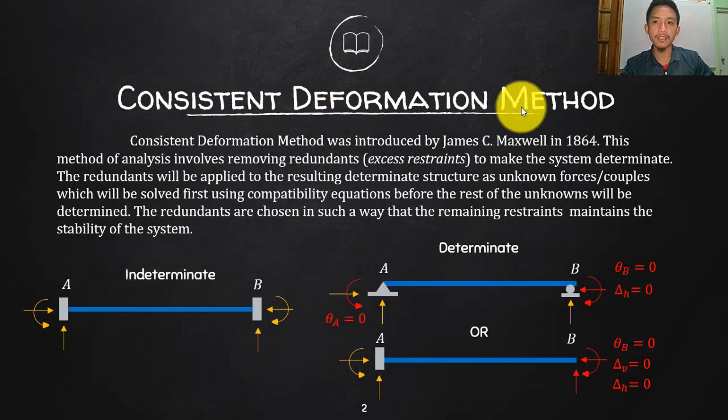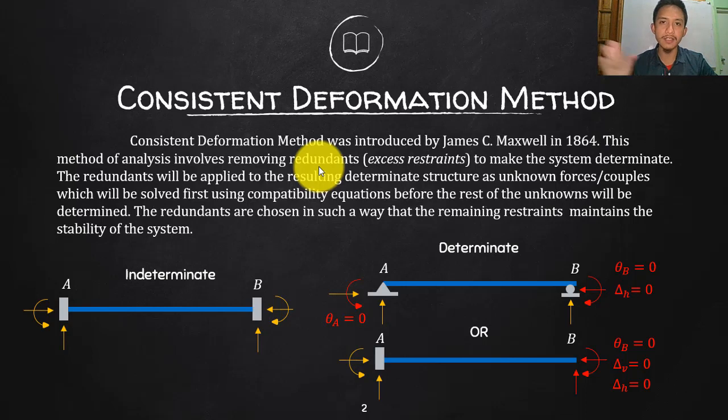So what is the consistent deformation method? Okay, so this method was introduced by James C. Maxwell, okay, in 1864. And this method of analysis involves removing redundants. Okay, so again, if we try to recall what redundants are, these are the excess reactions or restraints, member forces, or reactions, these are the redundants, the excess from the equations of equilibrium.